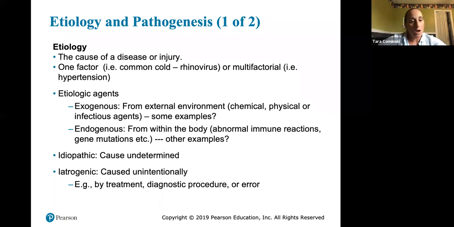Okay. Just again, remember these terms, right? Idiopathic, causes undetermined. Unfortunately, that is true for most disease, okay? We don't know the cause. Meaning we can't cure it because we don't know exactly why that change occurred, right?